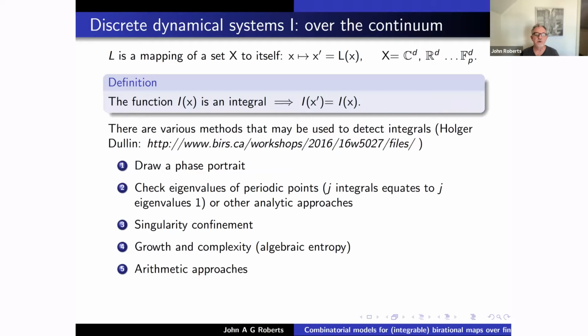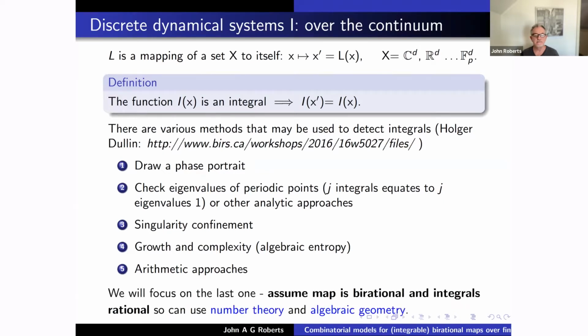The approach I'm going to talk about here, which is arithmetic, is the one I'm going to focus on. And most of the maps, or a lot of the maps that we talk about are birational, and we're often interested in and find that the integrals are rational functions. So this means we're in a good place to use number theory and algebraic geometry.